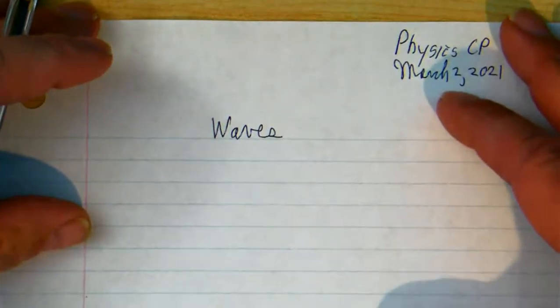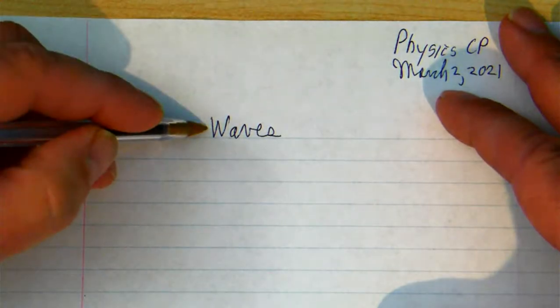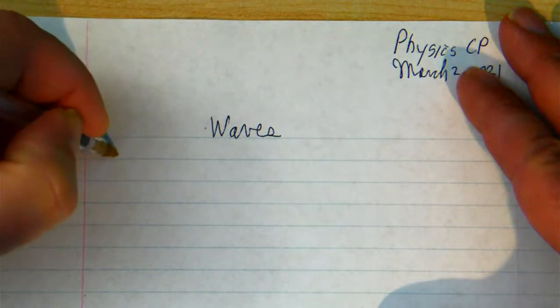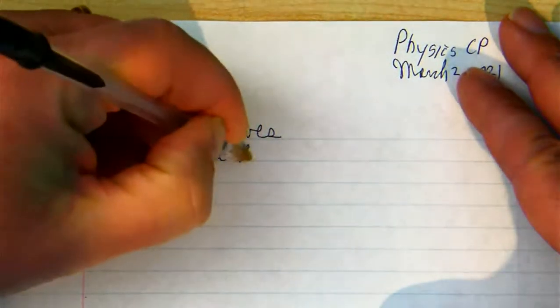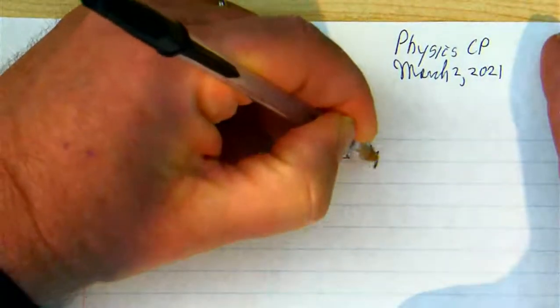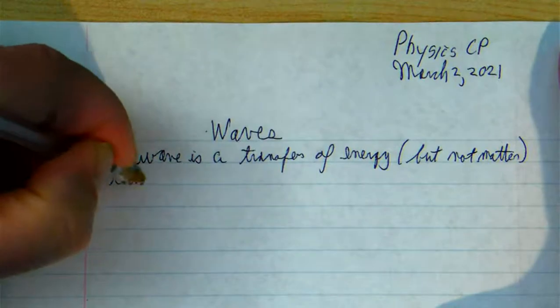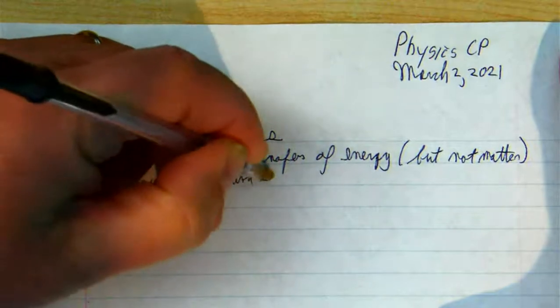We've already had you do this once or twice, but I guess it bears repeating that a wave is a transfer of energy through time and space. So that's the definition. A wave is a transfer of energy, by the way, but not matter, through time and space.